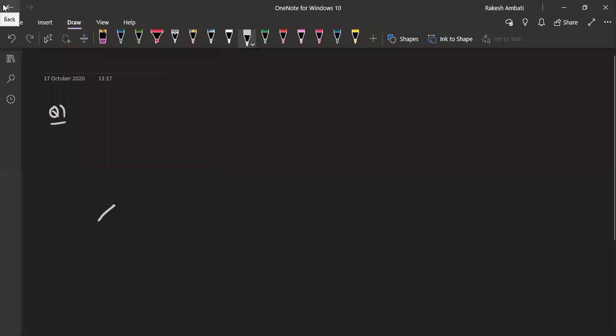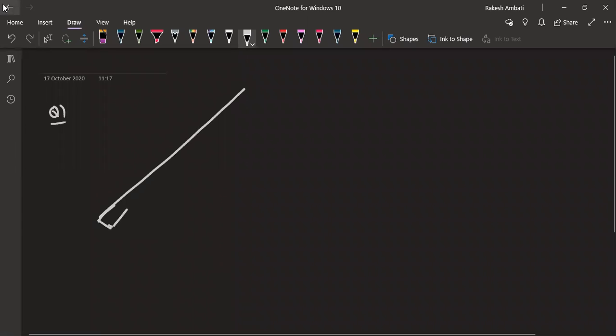It is a rod. In the question, the rod is moving with acceleration A.